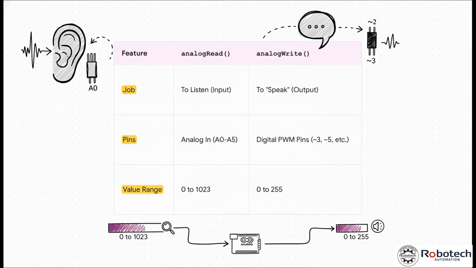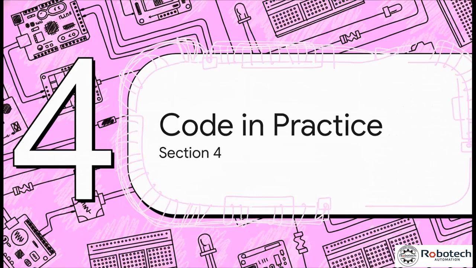This table really lays it all out side by side. You've got the function, its job, which pins it uses, and that really important difference in the value range. analogRead is for input, analogWrite is for output. Simple as that. All right, theory is great, but let's see what this actually looks like in real working code.